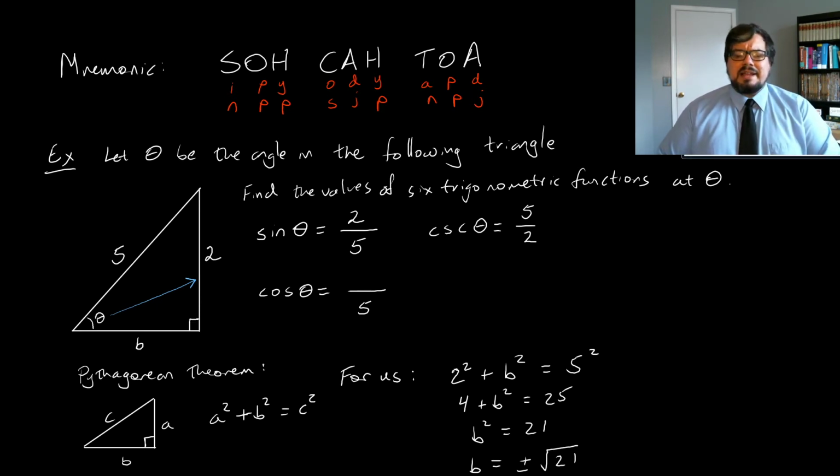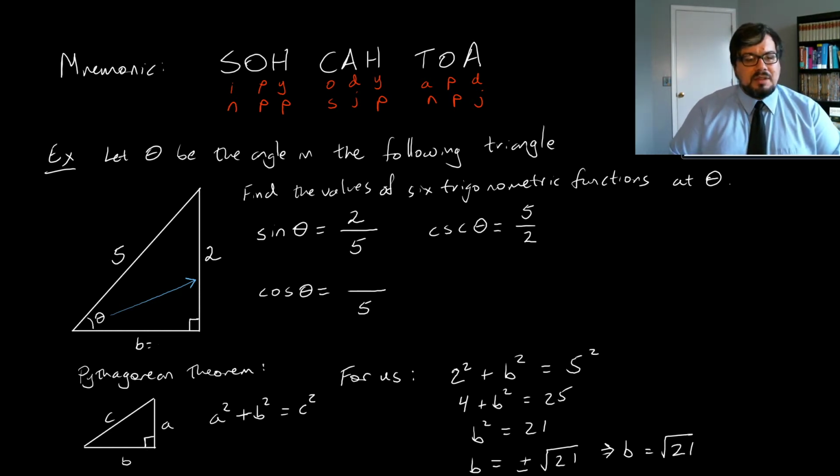Now, a negative value of b doesn't make sense in the context of this triangle, though it will have an interpretation a little bit later once we start looking at angles that are not acute. So for us, b will be equal to just the square root of 21.